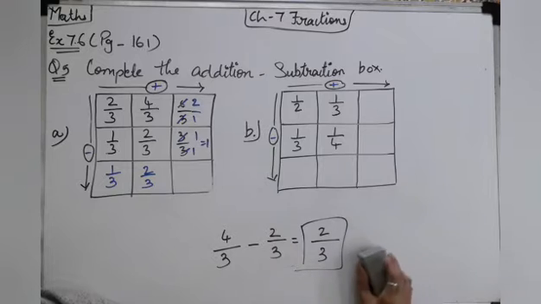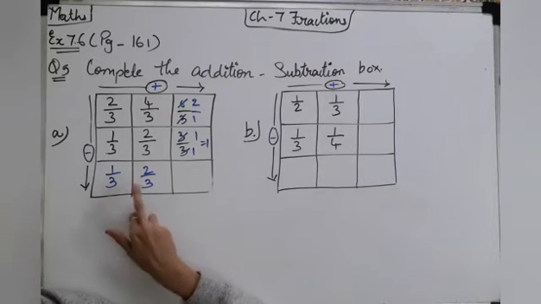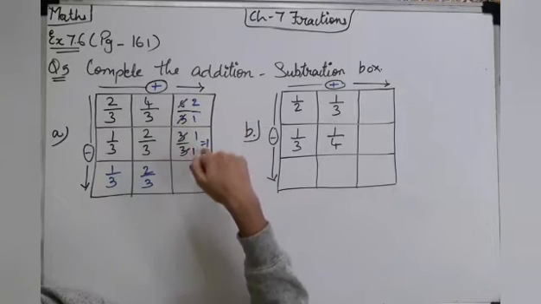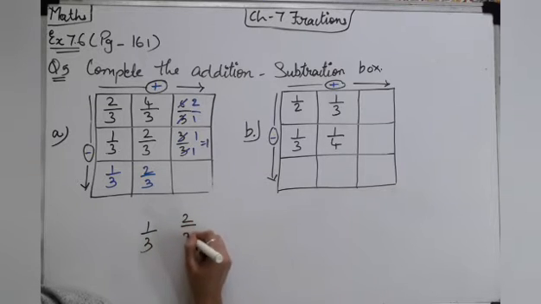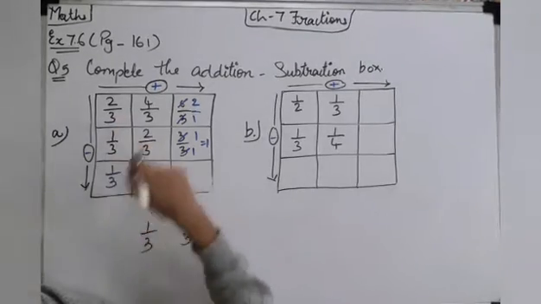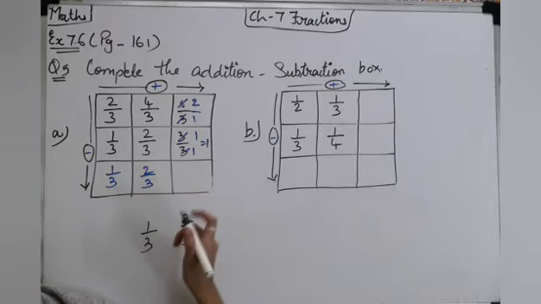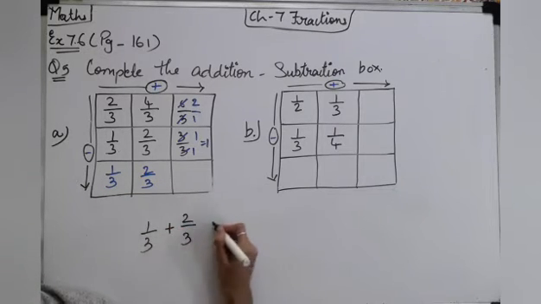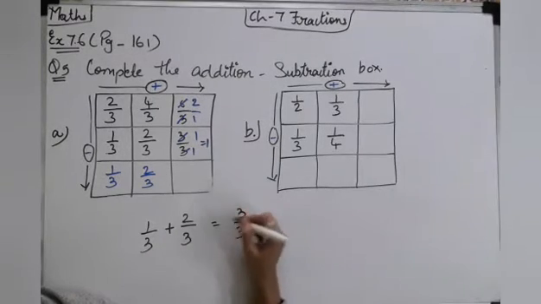Right? So if you want to solve this box, either you can do it by addition or by subtraction. Okay, the answer will come same. Let's see. 1 upon 3 and 2 upon 3. We are going left to right. Don't get confused that this is the answers of subtraction. We are moving left to right. So the addition will be there. So answer will come 3. 1 plus 2 is 3.